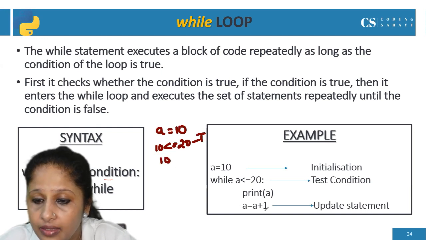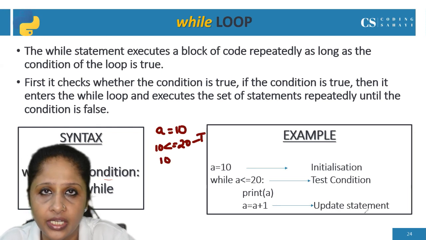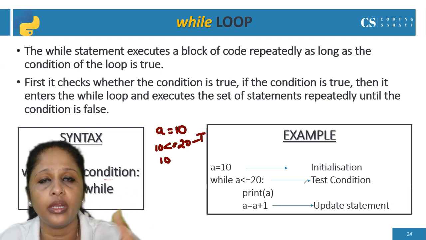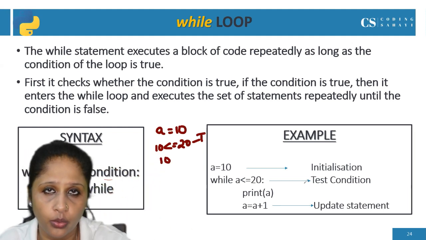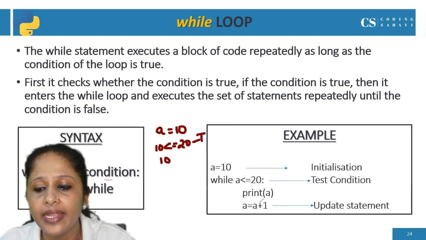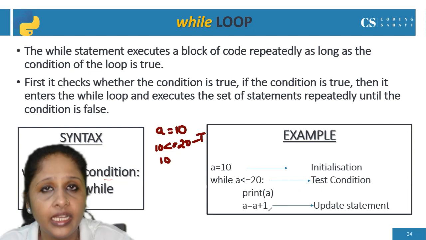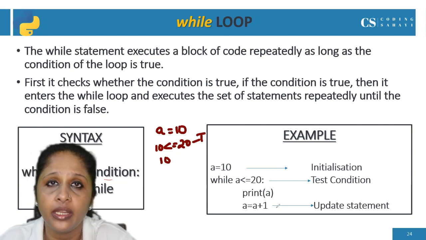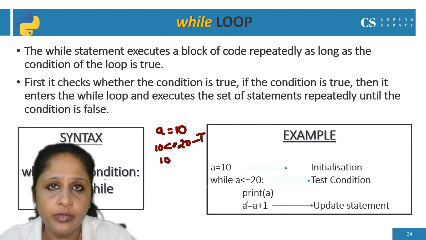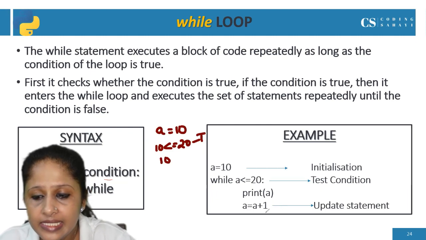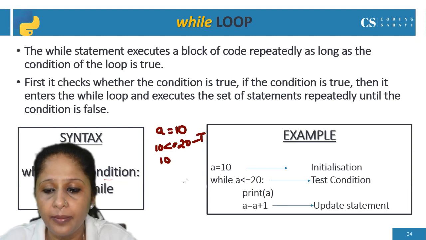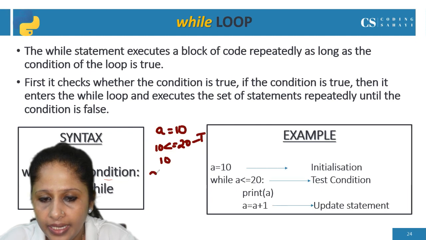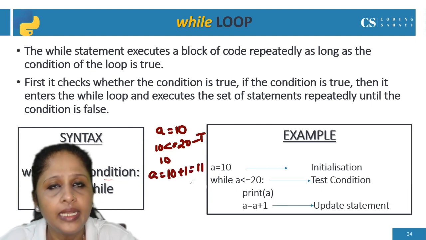Then we have another statement, that is our update statement. That is, the loop should be executed for 5 times or 10 times or until the condition is true. So to repeat that, we need an update statement. Sometimes it is incrementation or sometimes decrementation, sometimes it is division. It is based on the program. So here it is incrementing, that is a equal to a plus 1. So the value of a is incrementing by 1. So here a gets the value, the initial value is 10 plus 1, we will get 11.